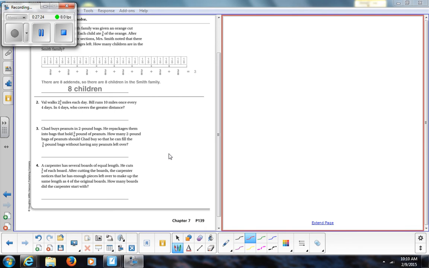I'm feeling like everybody's talking when they shouldn't be. Number 3 tells us Chad buys peanuts in 2-pound bags. He repackages them into bags that hold 5/6 pounds of peanuts. How many 2-pound bags of peanuts should Chad buy so that he can fill the 5/6 pound bags without having any peanuts left over? Okay, how can I solve this?